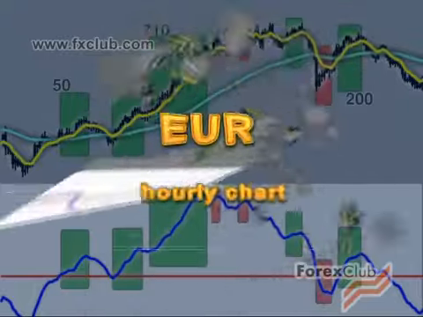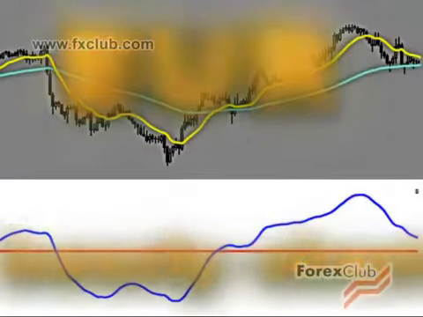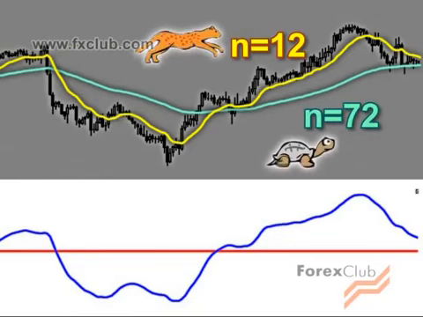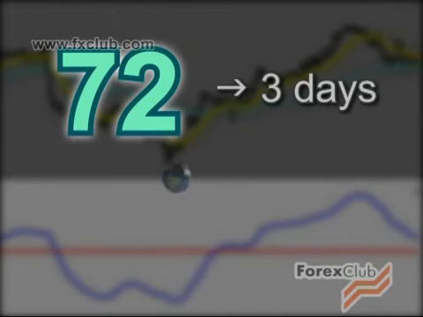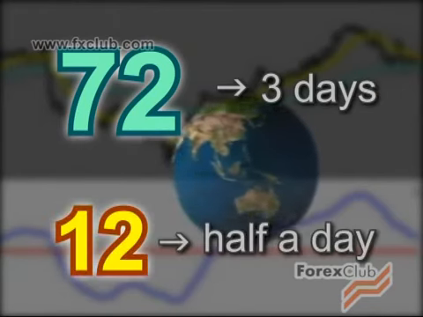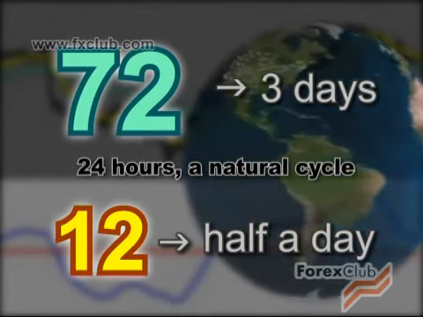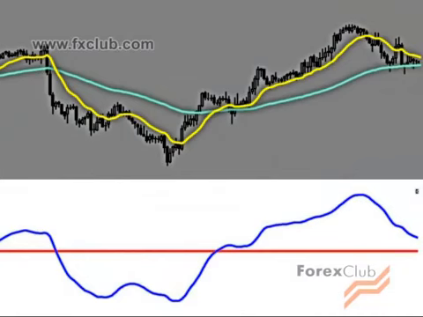Take a look at the hourly chart for the euro that's now in front of you. Now the time periods for the price oscillator are 12 and 72. 72 hours is 3 days. 12 is 12 hours or half a day. Although these figures have been selected experimentally, the slow-moving average is a natural cycle.